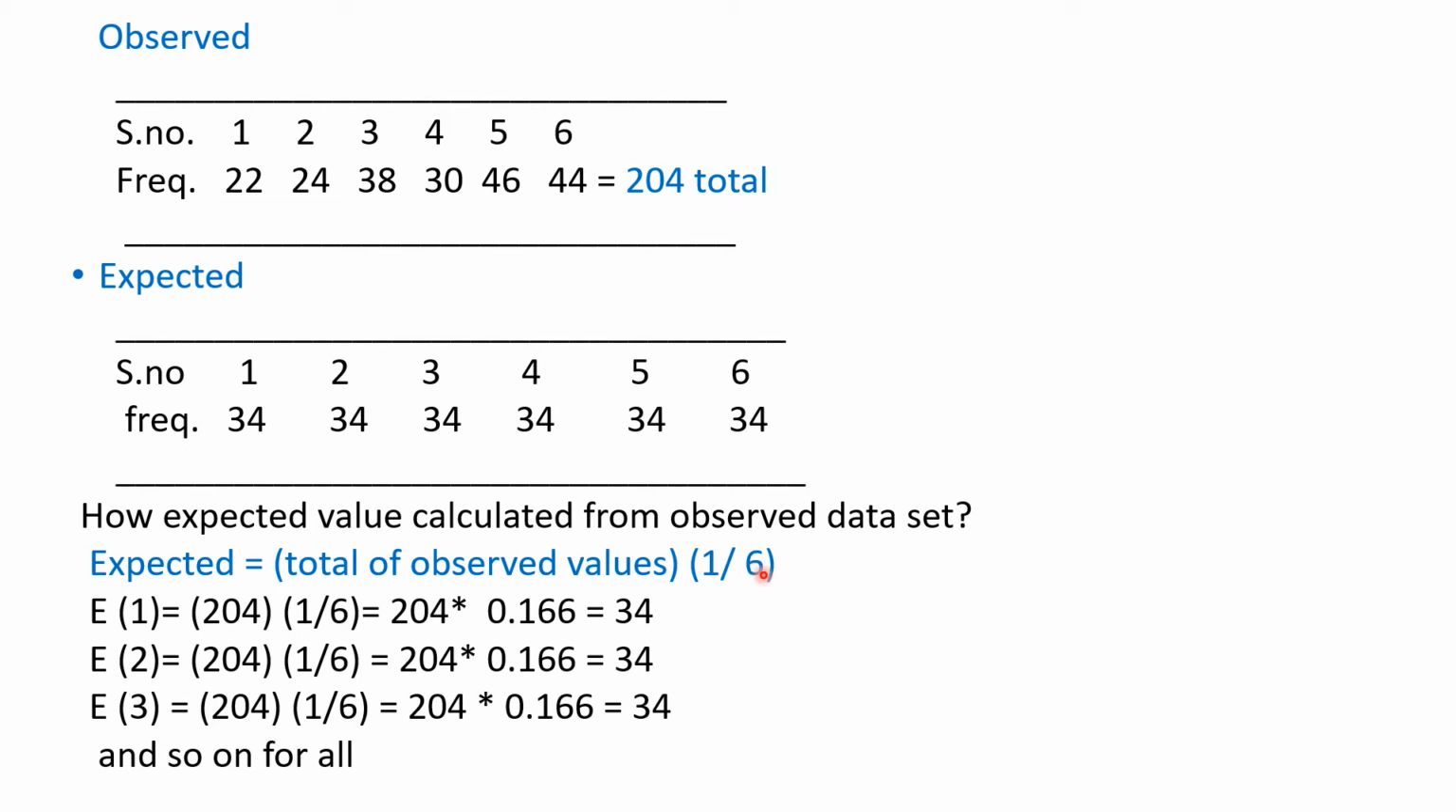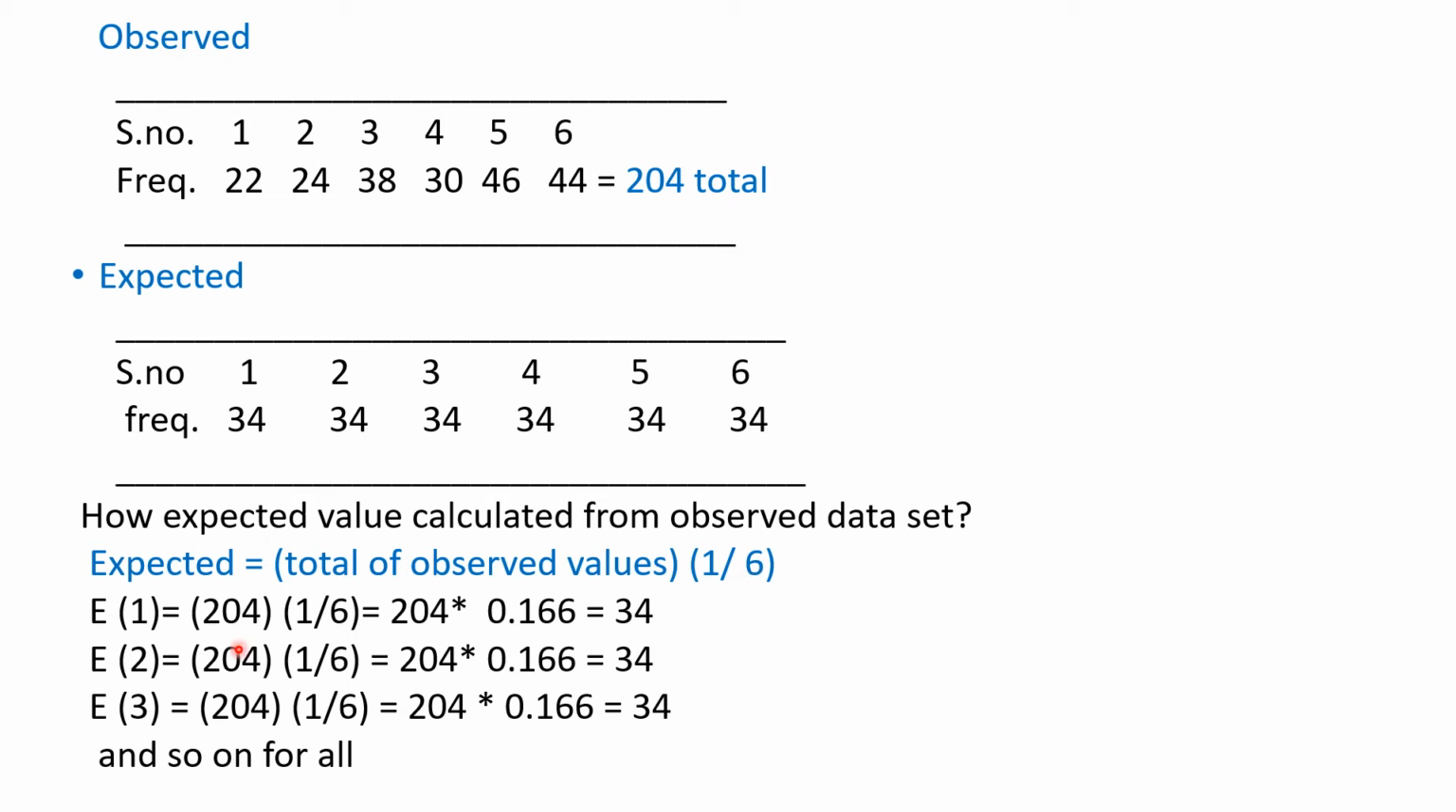Here 6 is written because we have 6 sets of observations in our observed data set. Is it clear to you all? 1, 2, 3, 4, 5, 6. So that's why we have written 6 here. If we have 10 observations, we write 10 here. If we have 15 or 20, then 6 will be replaced by that number.